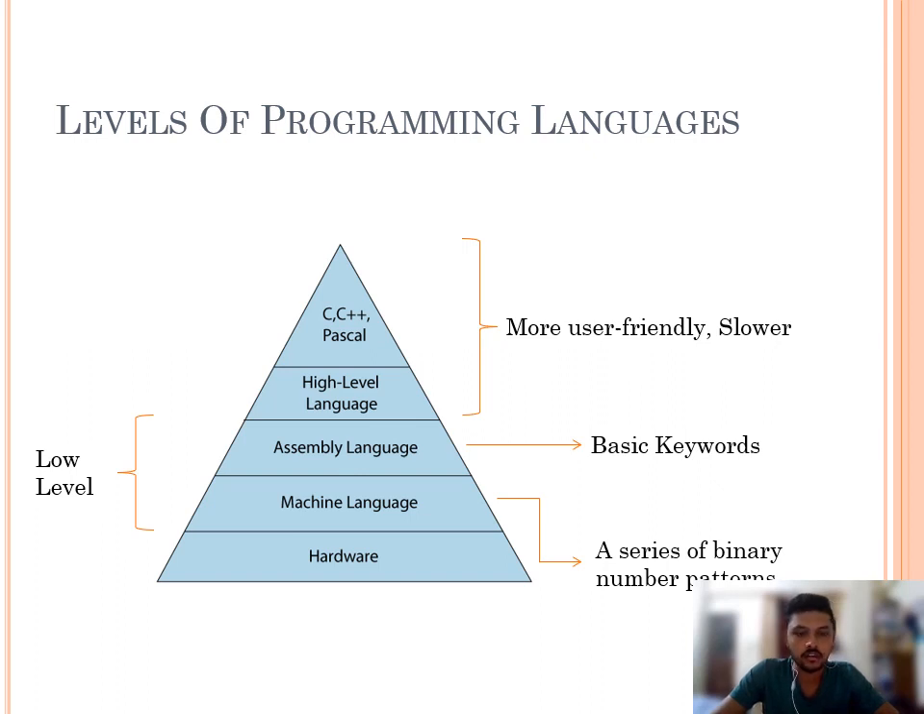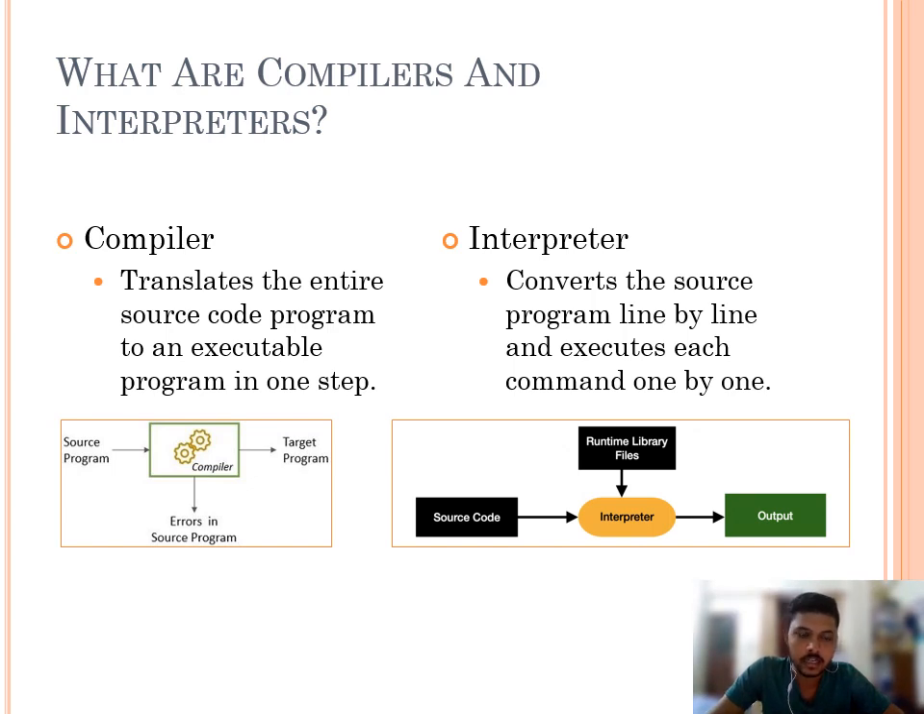When it comes to translation, there are two different components involved in the translation phase of high-level languages. Those are compilers and interpreters. The compiler translates the entire source code program into an executable program in one step, so it is fastest compared to the other one. On the other hand, the interpreter converts the source code line by line and executes each command one by one.